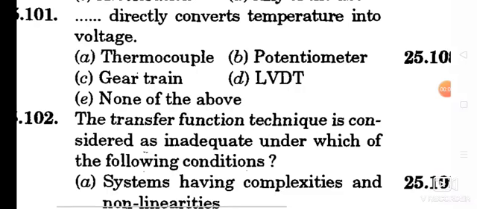Control system part 5. Question number 101. Dash directly converts temperature into voltage. Option A, thermocouple is the correct answer. Thermocouple directly converts temperature into voltage.